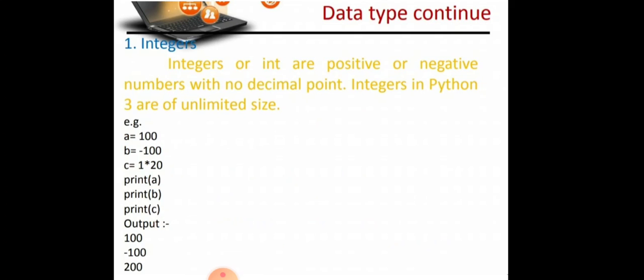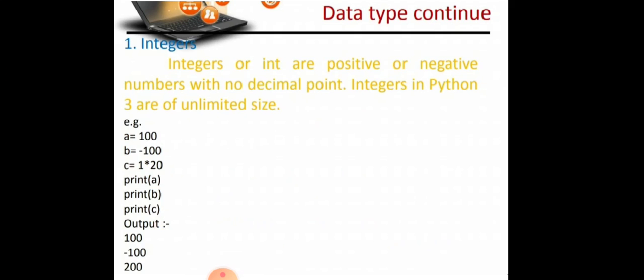Integers, or int, are positive or negative numbers with no decimal point. Integers in Python are of unlimited size. It is used to store whole numbers, meaning a decimal digit without a fraction part, and it can be positive or negative. For example, 566, minus 783, minus 3, etc.